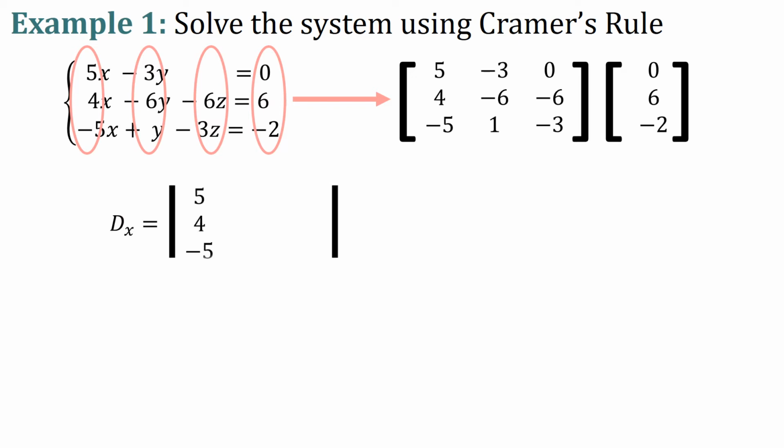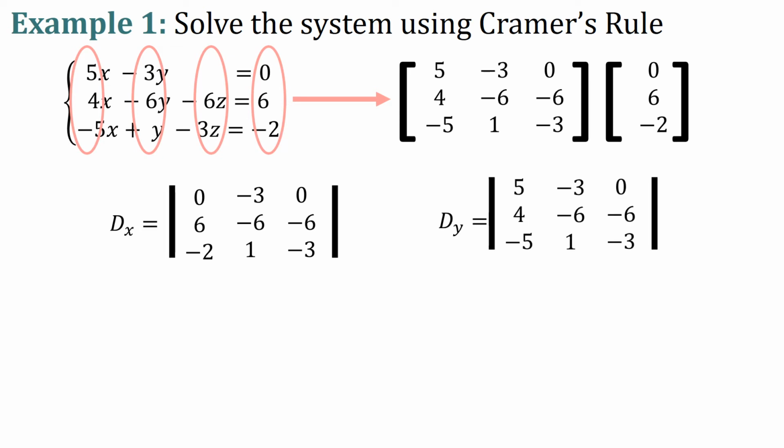So we need to set up D sub x. So we're pulling down all three columns, 5, 4, negative 5, negative 3, negative 6, 1, 0, negative 6, and negative 3. Now this is D sub x. So we're going to remove our x coefficients and replace them with our answers. 0, 6, negative 2. You will find the determinant of this matrix.